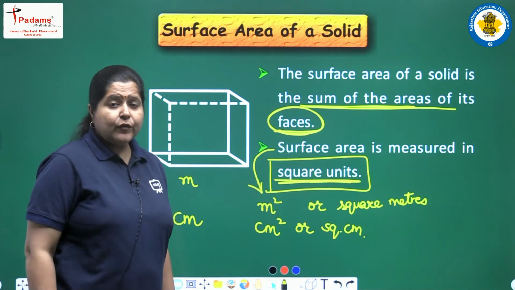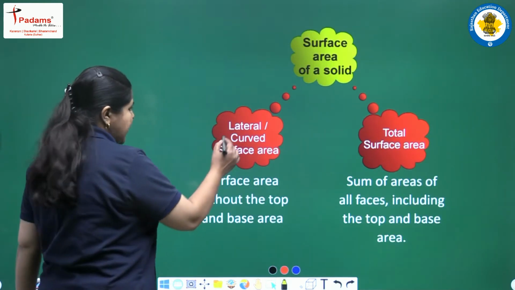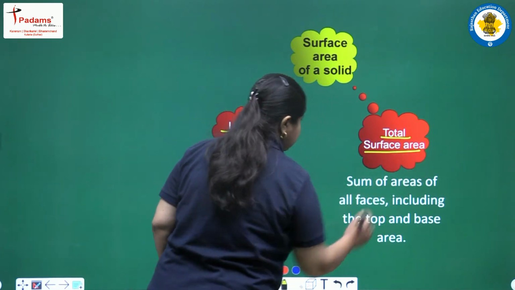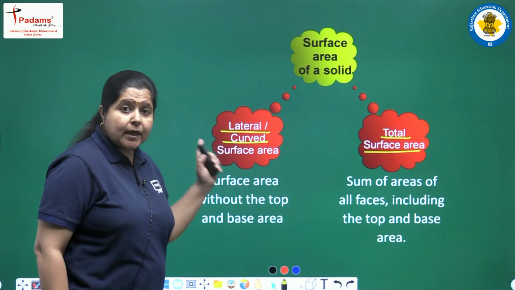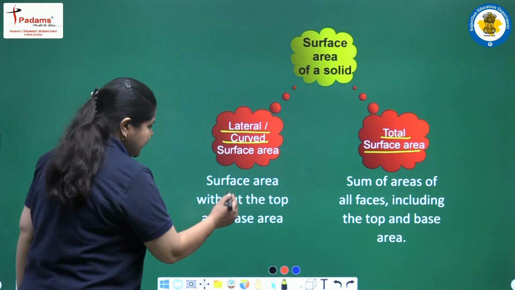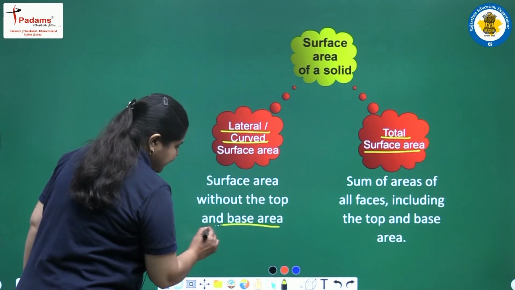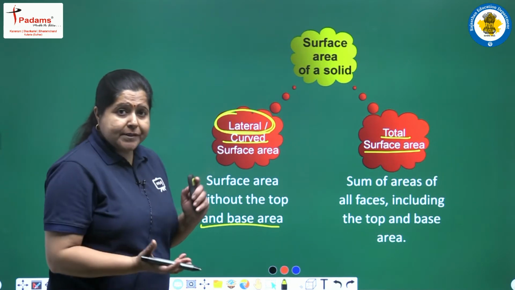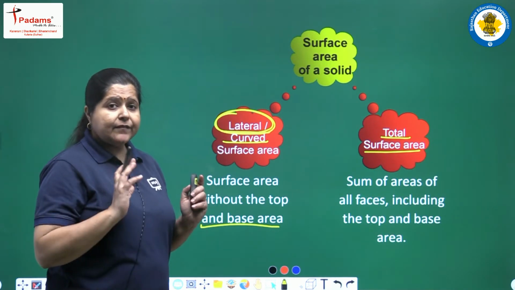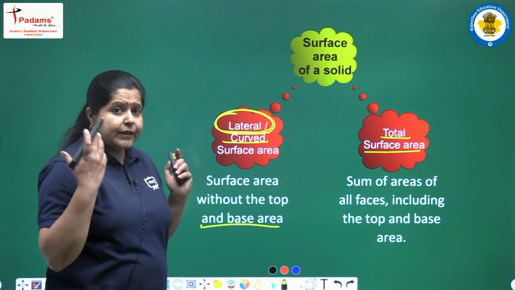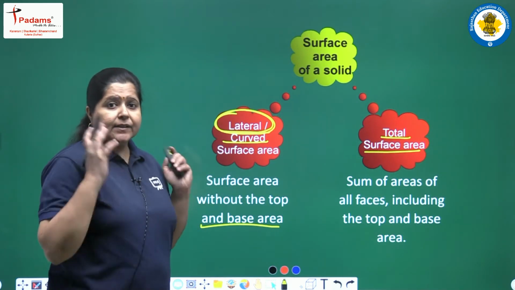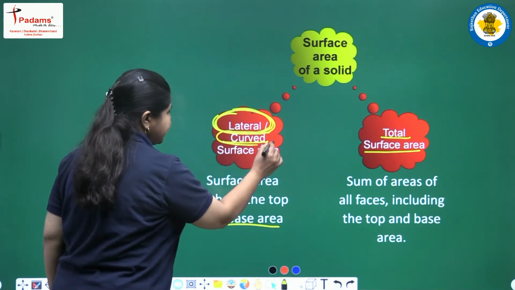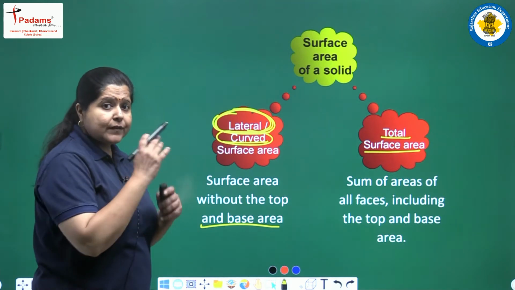Now this surface area of an object, it can be divided into lateral or curved surface area, or we may take the total surface area. What is meant by the lateral or curved surface area of an object? Surface area without the top and base area, it is called the lateral surface area. जब हम top और bottom faces का area consider नहीं करते हैं, सिर्फ हम चारों तरफ का area consider करते हैं, we don't take the top and the bottom, then such surface area is known as the lateral surface area, and we also call it as the curved surface area in case of curved objects.